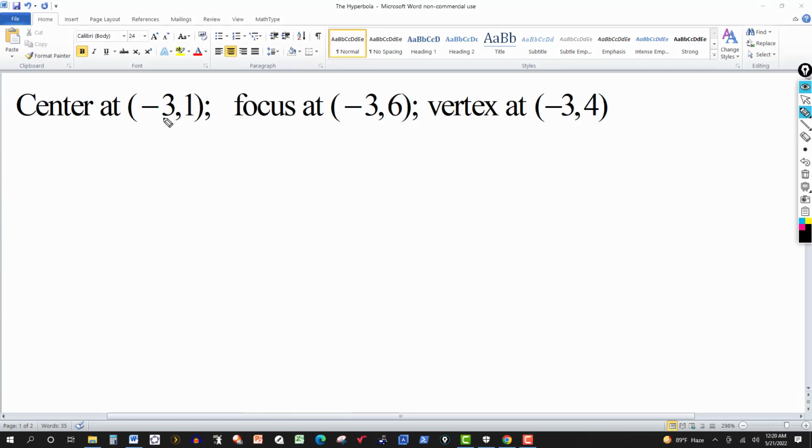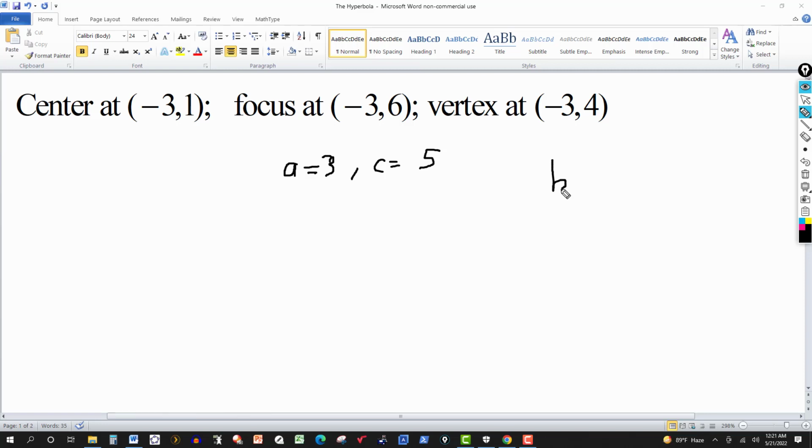Let's look at the center. The center is at (-3, 1), and then the one vertex is (-3, 4). So that's 3 units up. This tells me that a has to be 3. And again, center at (-3, 1), and one focus is at (-3, 6). So we added 5 to that y component. That tells me that c has to be 5.